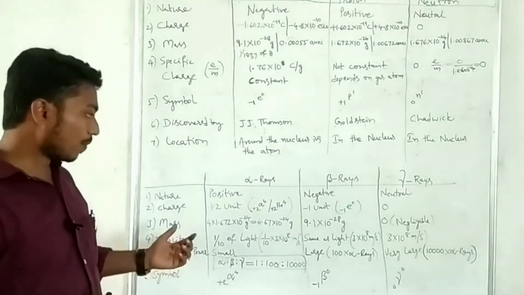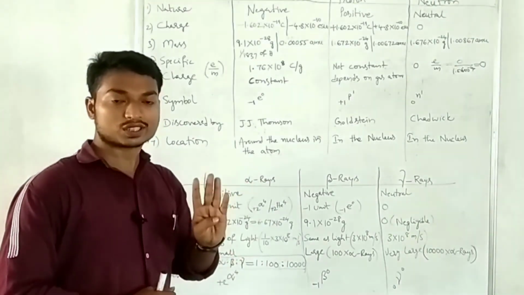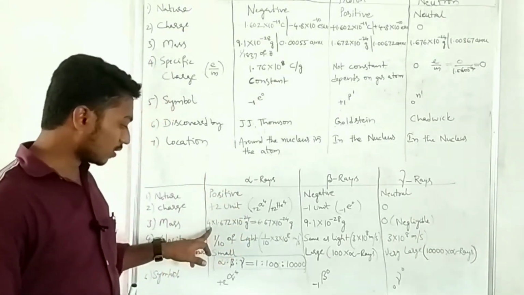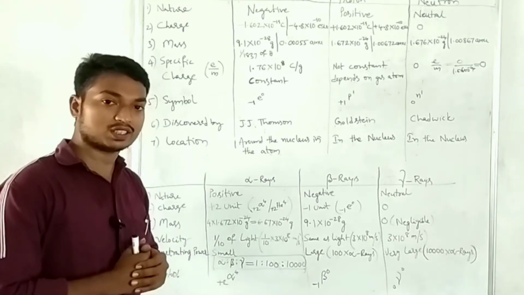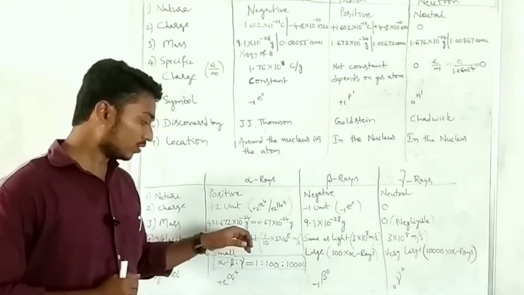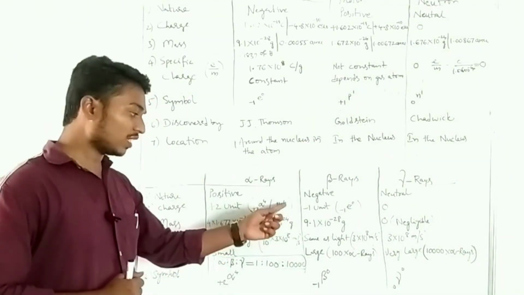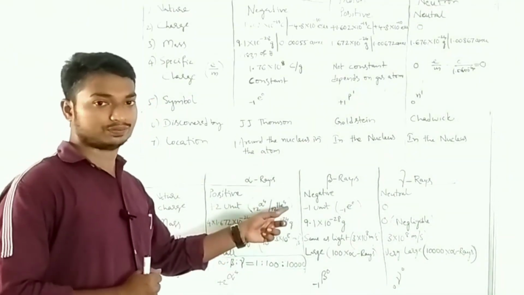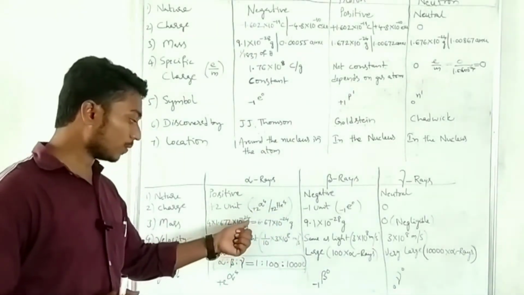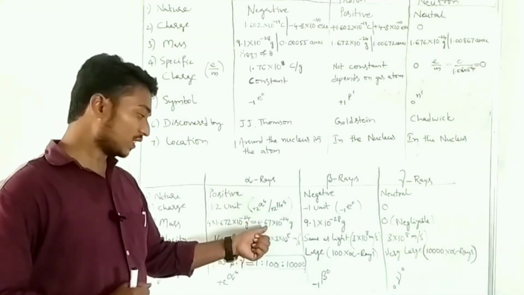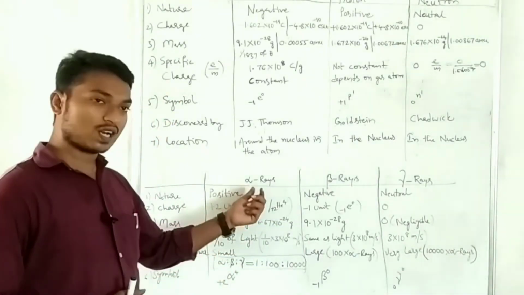If you observe the mass of the alpha rays, in the alpha rays there are 4 units of mass. 1 unit of mass is equal to 1.672 into 10 to the power minus 24 grams. So here there are a total of 4 units of mass. 4 into 1.67 into 10 to the power minus 24 grams is equal to 6.67 into 10 to the power minus 24 grams. This is the mass of the alpha rays.